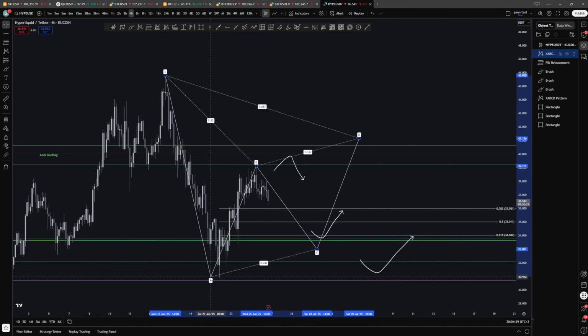When you draw harmonics, you want to put your XABC on the wicks. I know there are some arguments to putting your B point on the candle close. I personally disagree with that, but there are arguments to be made. So if you prefer that, sure. But for the other harmonics, for sure, you need to put them on the wicks. So this one has to be on the wick, for example.